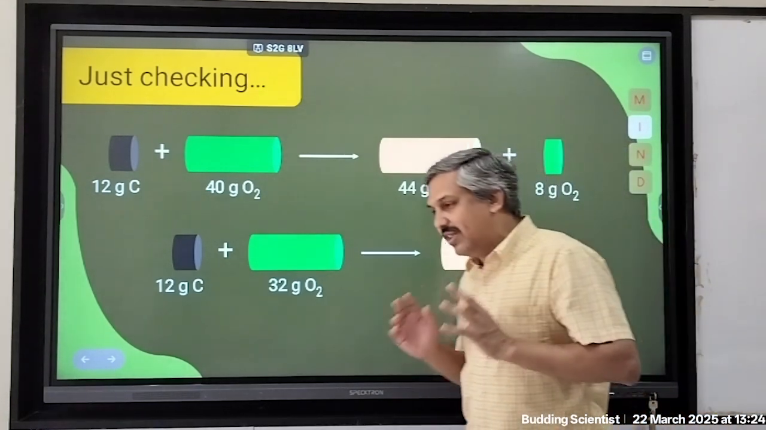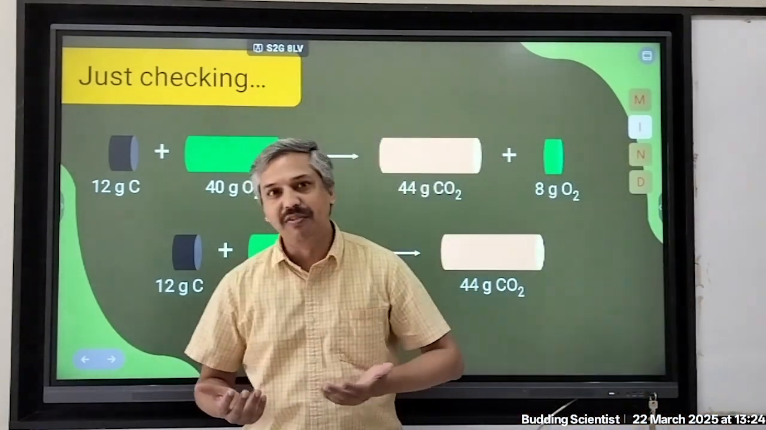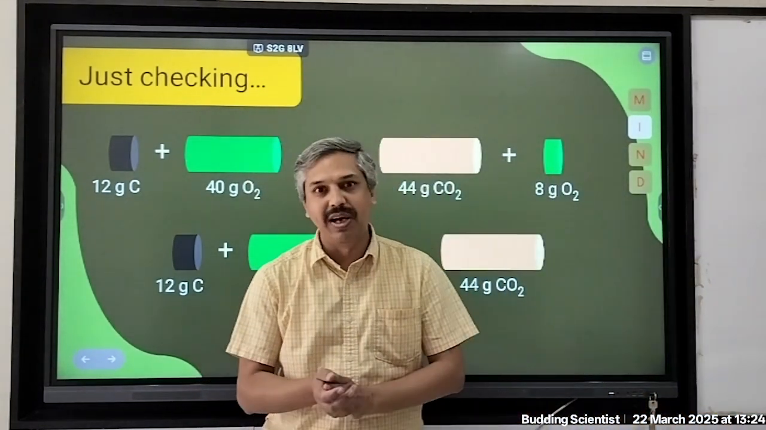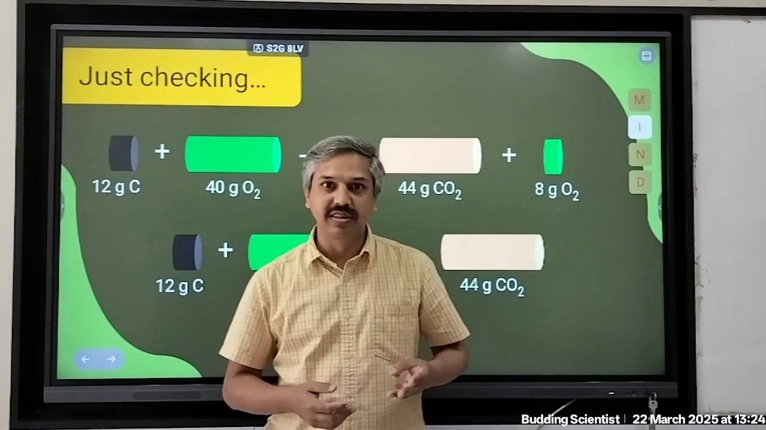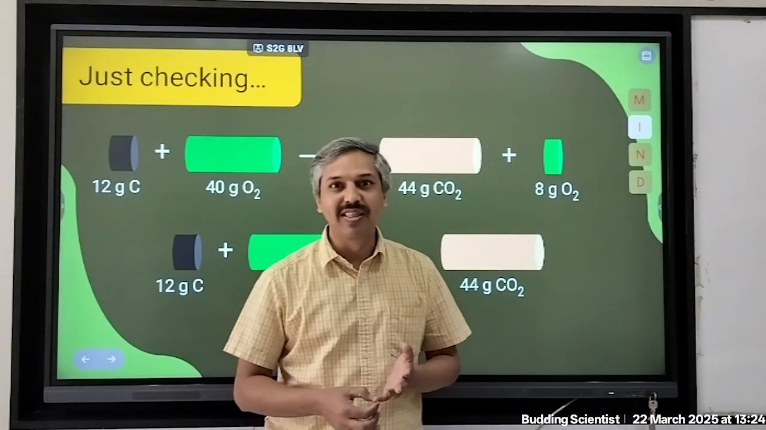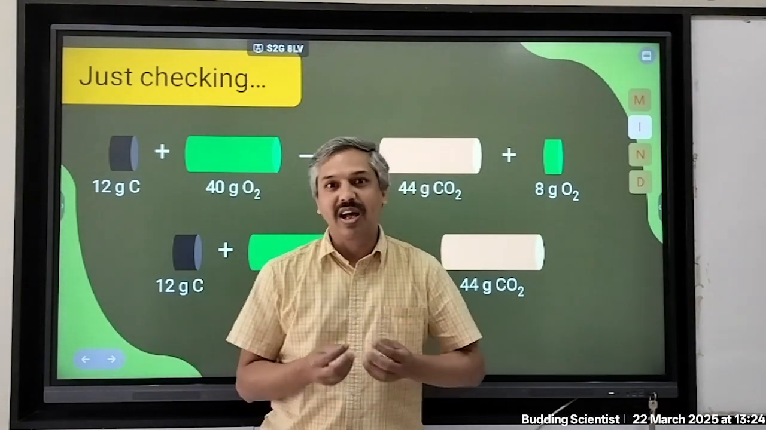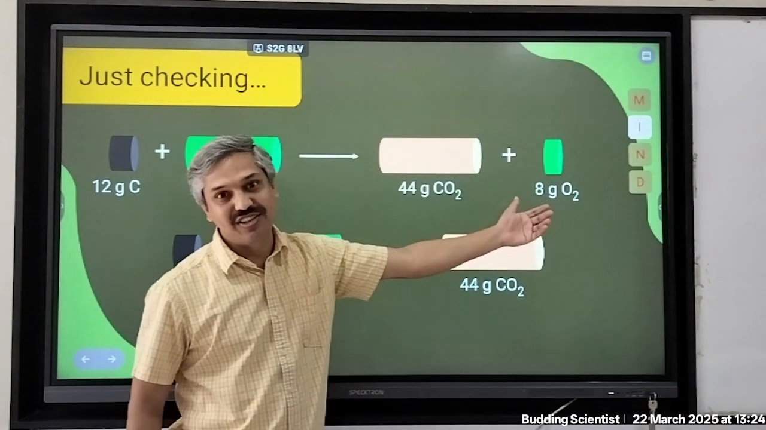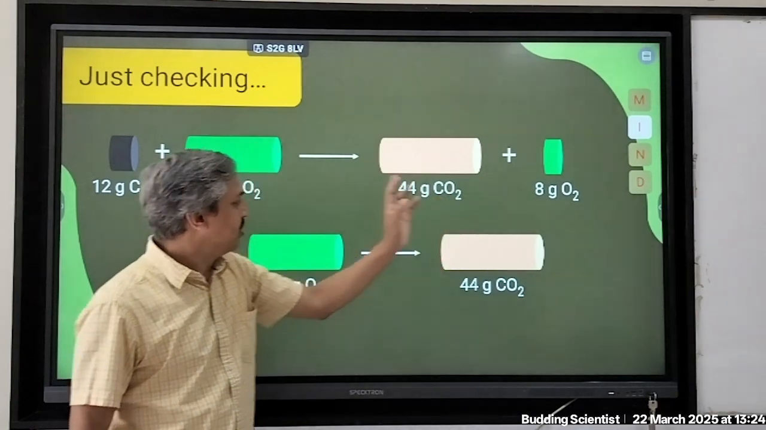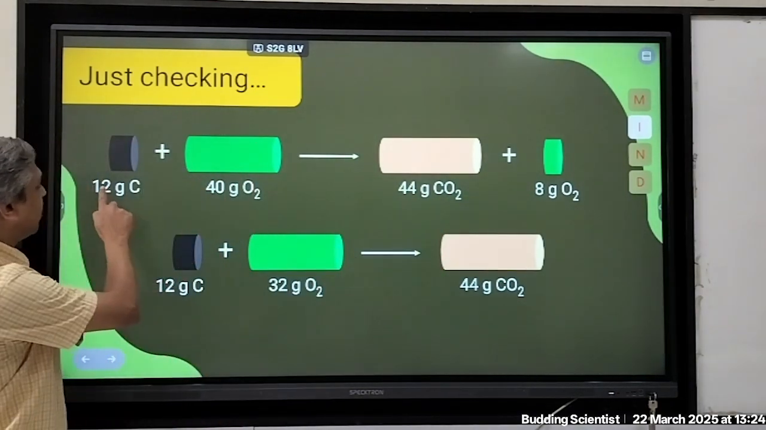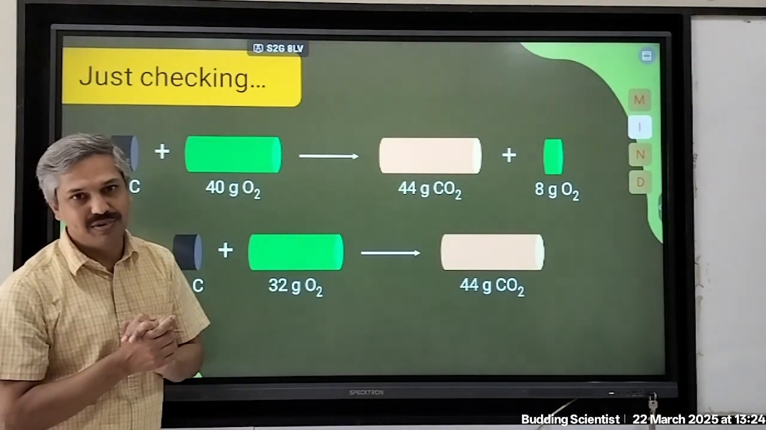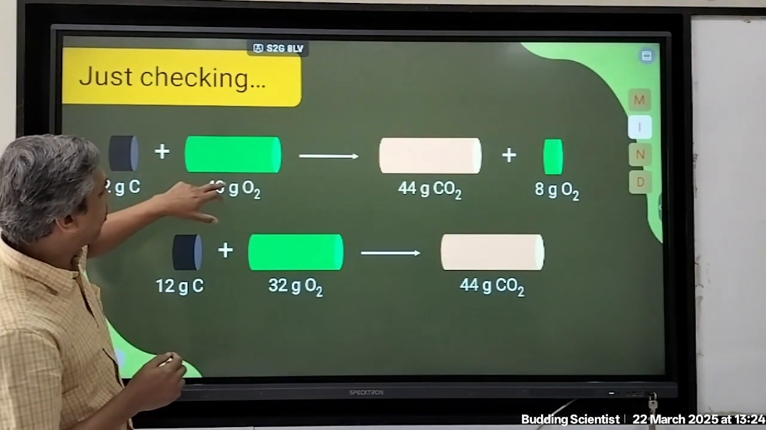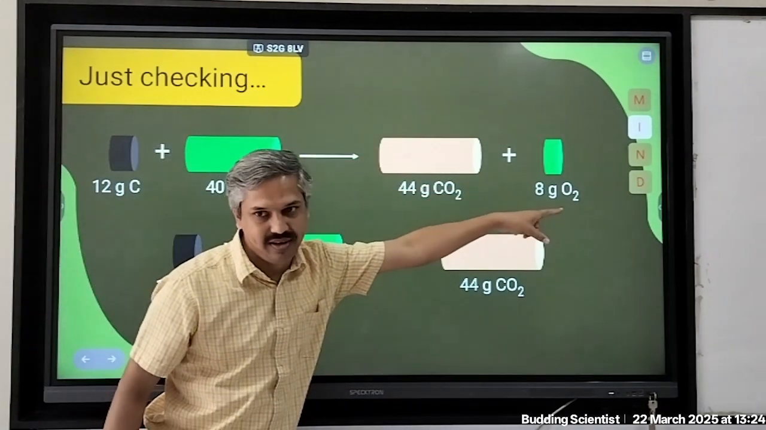This actually feels like in every meal of mine, I take 3 chapatis. So if there is a 4th one, that goes to somebody else or that has to be thrown away. 8 grams of oxygen was the excess chapati in this case. So it is surely about proportion. 12 grams will not react with 40 grams. It will only react with 32 grams and 8 grams will remain.